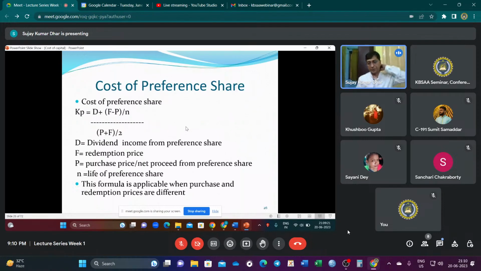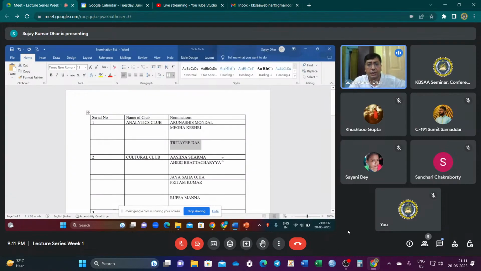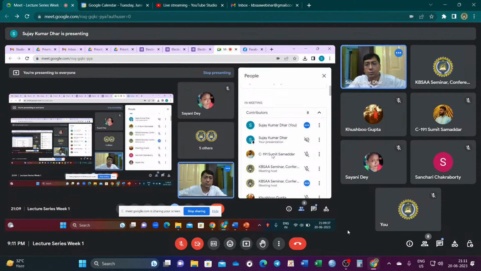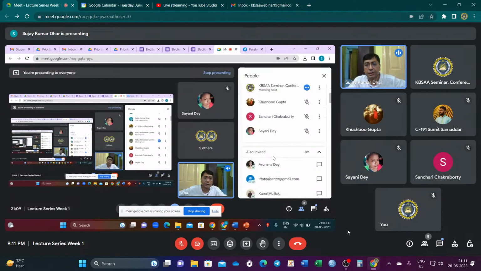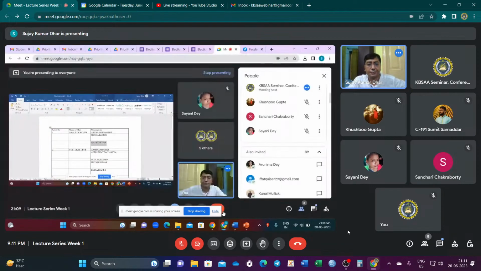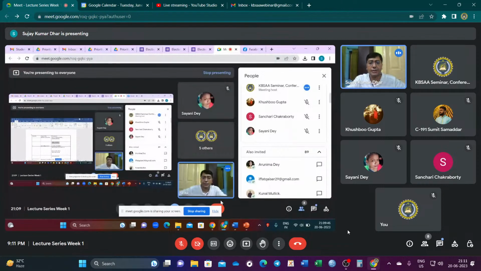Then we are coming to preference share. Can you tell me what's the difference between debenture and preference share? Anybody? What is the difference between debenture and preference share? Shomit, Khushbu, Sanchari, Shani, anybody? Debenture is a debt capital.